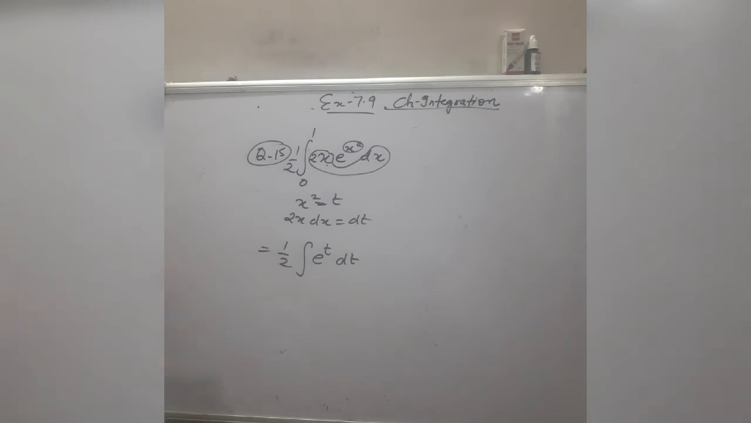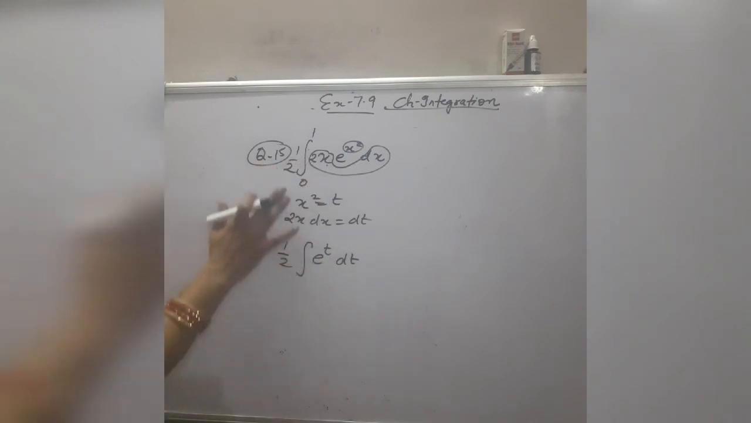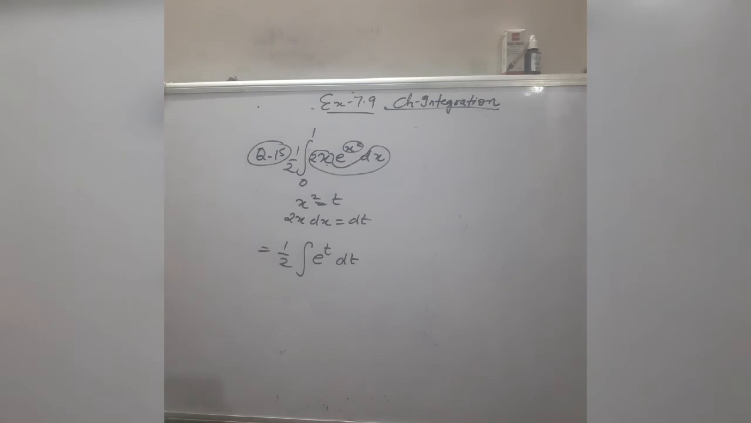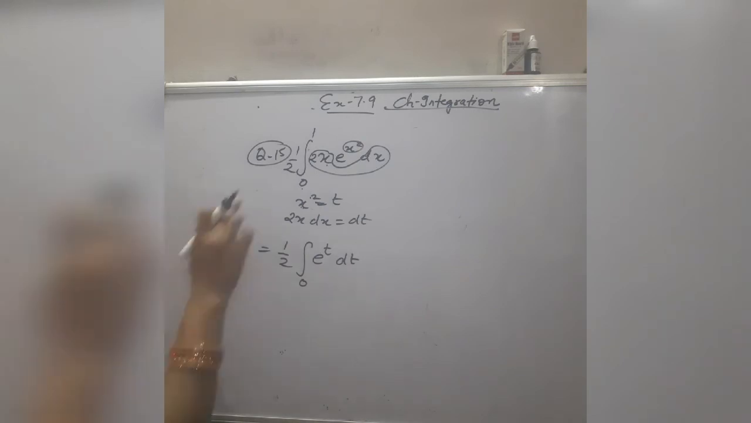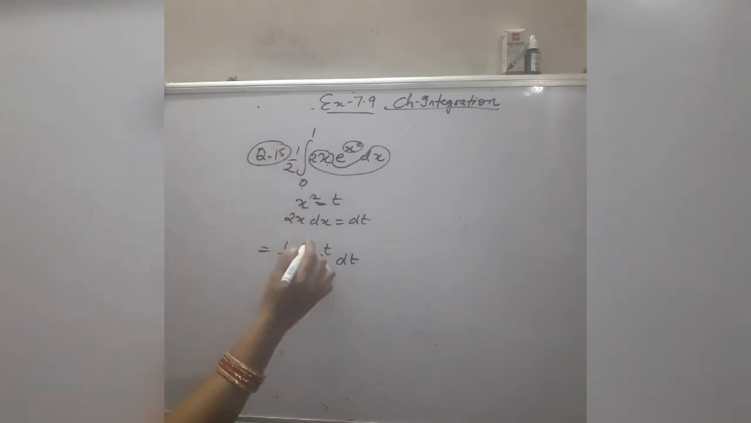Now we have changed the function to the t variable, so the limits we will also change according to t. Here x square, 0 square is equal to 0, so the lower limit will remain the same. In place of the upper limit, in place of x, if you write 1 square, it gives you 1. So in this case the limits will remain unchanged, 0 to 1.